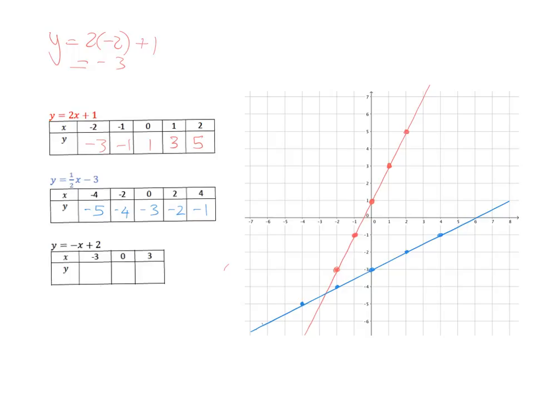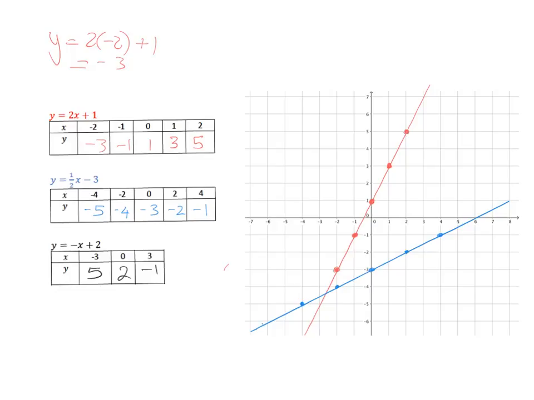Let's have a look at a last little one, and I'm not even going to do so many points on this one: negative x plus 2. Well, when x is negative 3, that'll be negative negative 3, which is 3. So 3 plus 2 is 5. When x is 0, this is going to be 2. And when x is 3, you'll get negative 3 plus 2, which is negative 1.